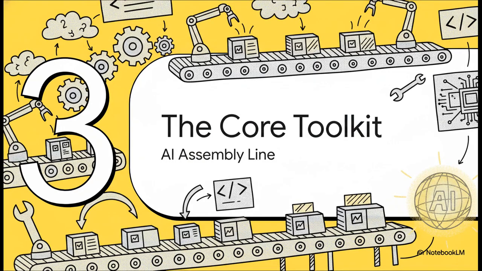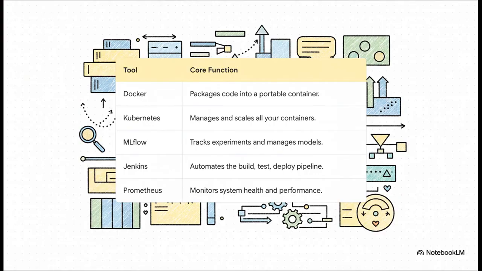Okay, so principles are great, but how do you actually do all this? Well, you need the right tools. The best way to think about it is that we're building a modern factory, an assembly line. But instead of building cars, we are building and shipping AI models over and over again. Here's a quick look at the starting lineup for our AI assembly line. We've got Docker to package things up, Kubernetes to run them at scale, MLflow to keep our science organized, Jenkins to automate the whole process, and Prometheus to keep an eye on everything. Don't worry, we're about to dive into each one.